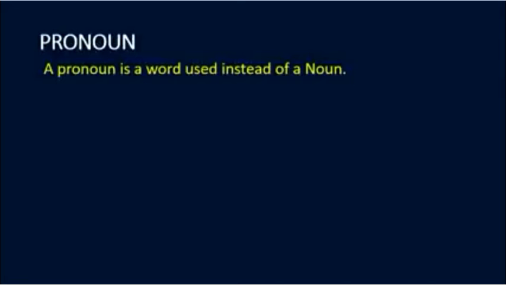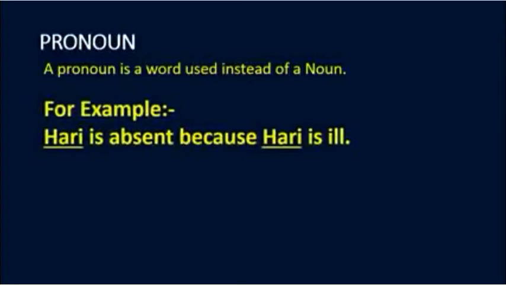So we'll learn the definition of pronoun with the help of examples like, Harry is absent because Harry is ill. We say that a pronoun is used to avoid the repetition of a noun also. Here you can see in the sentence, Harry is the noun which is repeated. So the sentence does not seem to be correct. So to avoid the repetition of the noun, in place of the word Harry we will write the pronoun.